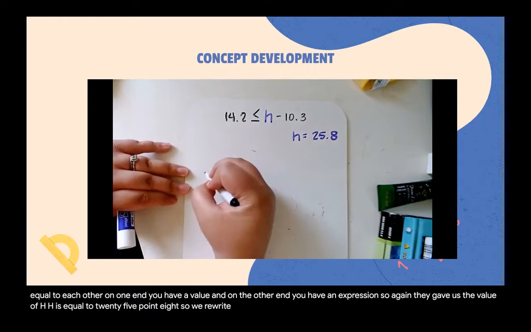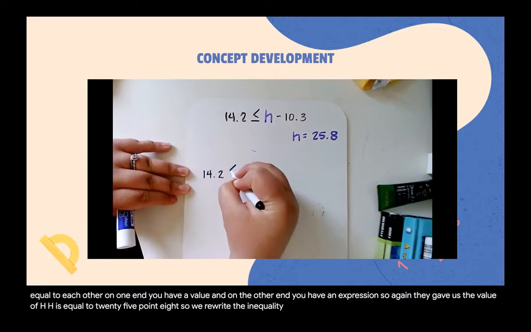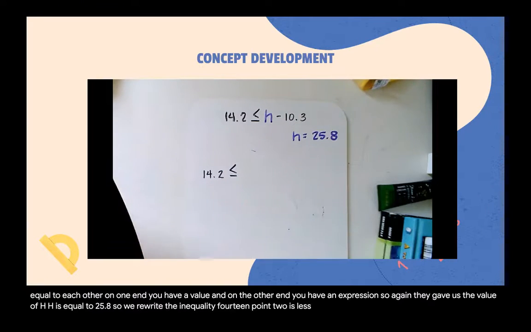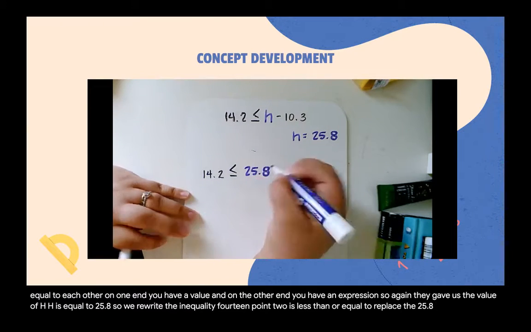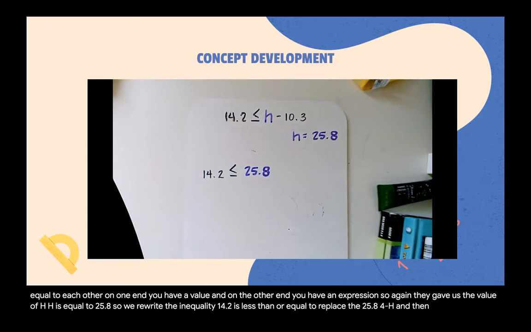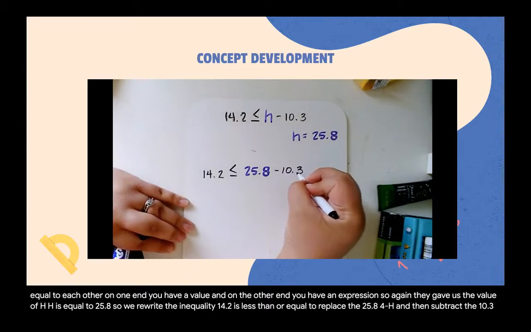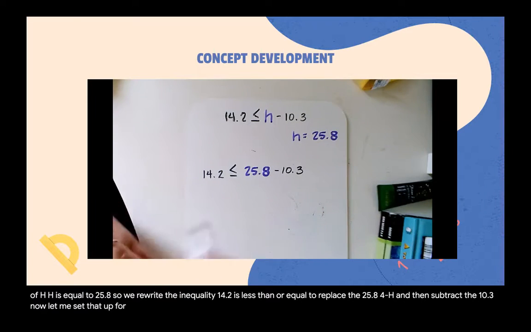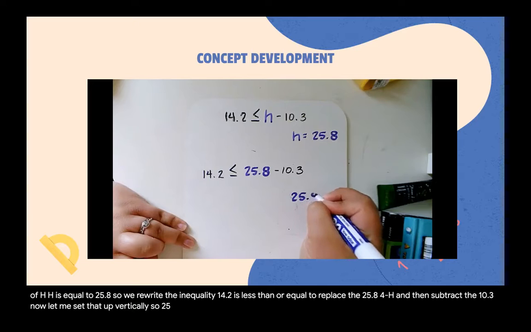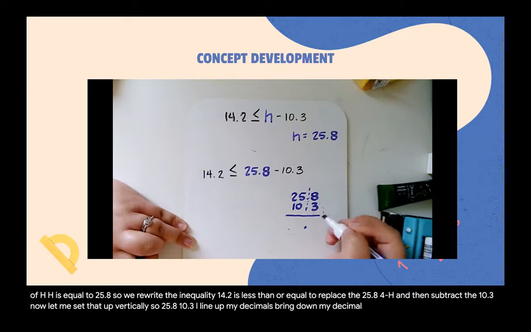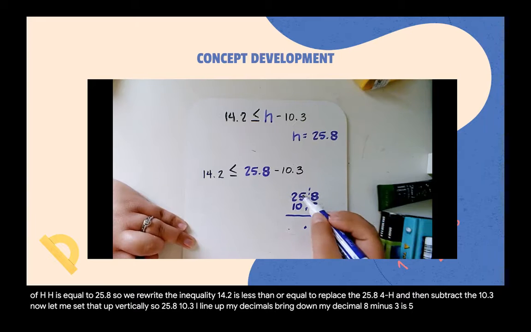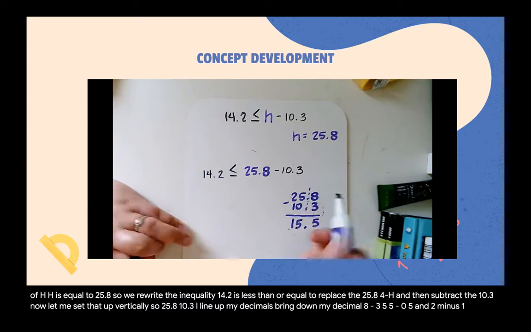So we rewrite the inequality. 14.2 is less than or equal to. Replace the 25.8 for h. And then subtract the 10.3. Now, let me set that up vertically. So 25.8, 10.3. I line up my decimals, bring down my decimal. 8 minus 3, 5. 5 minus 0, 5, and 2 minus 1 is 1.